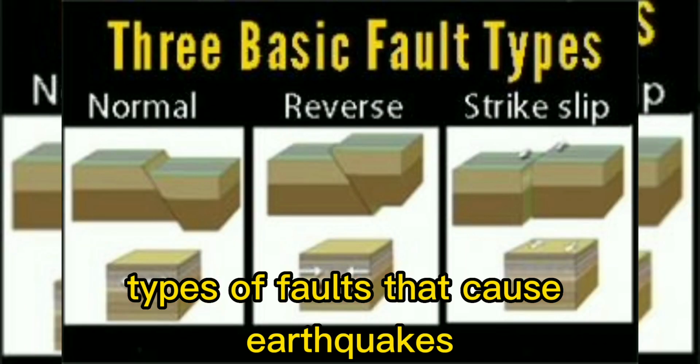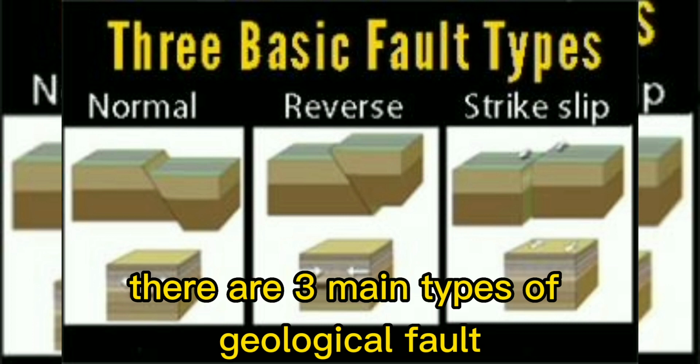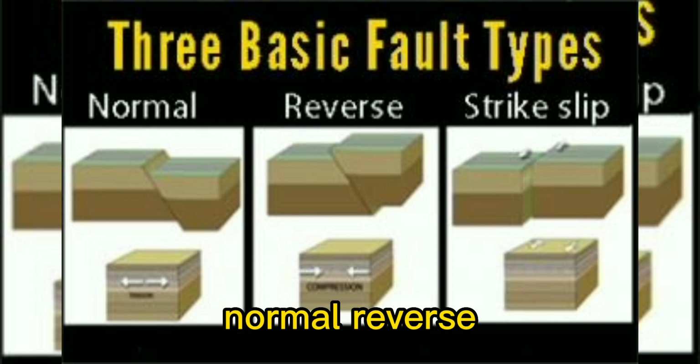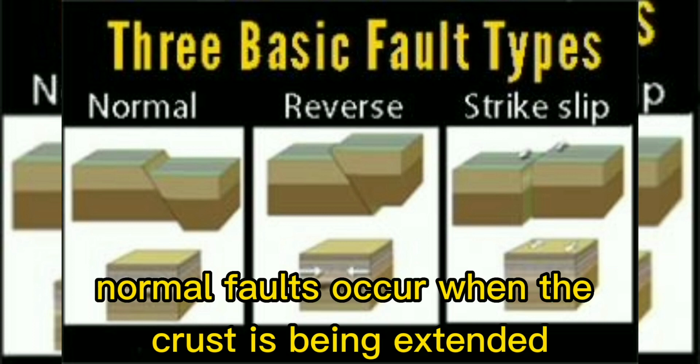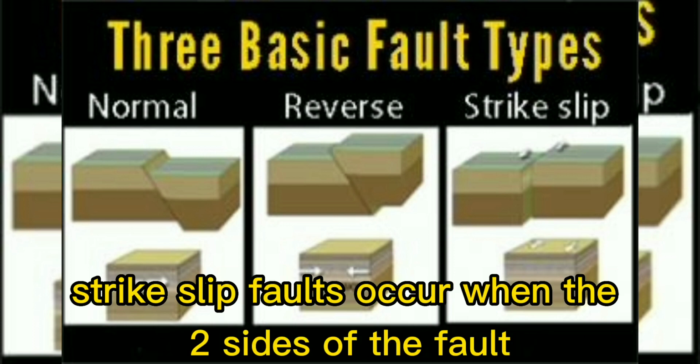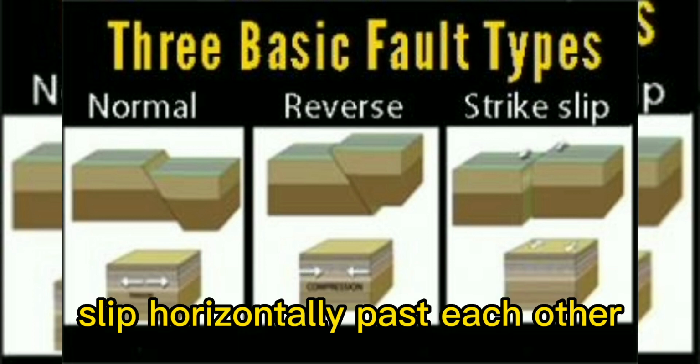Types of faults that cause earthquakes. There are 3 main types of geological fault that may cause an earthquake: normal, reverse and strike slip. Normal faults occur when the crust is being extended. Reverse faults occur when the crust is being shortened. Strike slip faults occur when the 2 sides of the fault slip horizontally past each other.